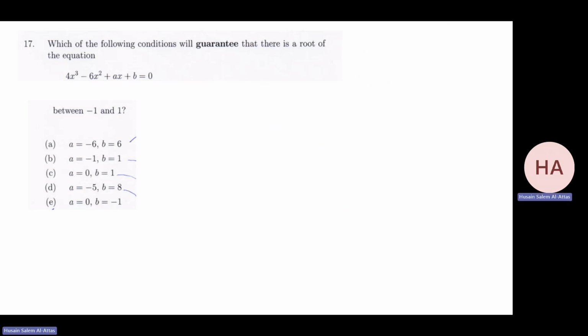Which of the following conditions will guarantee there is a root for this? I think this question is just too much calculation between -1 and 1. So I need to check when 1 will make it positive and 1 make it negative. So we'll take a minus 6 and b 6. So this is my function.